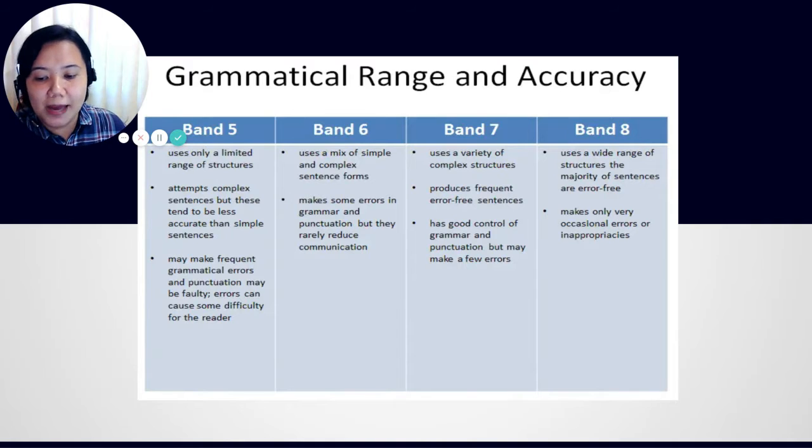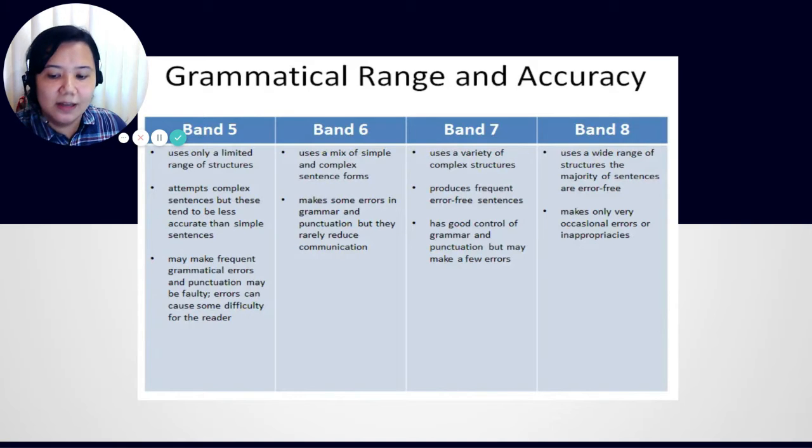Next, for band 6, the answers actually have a mix of simple and complex sentences. There are frequent errors that occur, especially when attempting complex sentences. The majority of the sentences have errors, but these errors rarely stop the reader understanding the points being made.